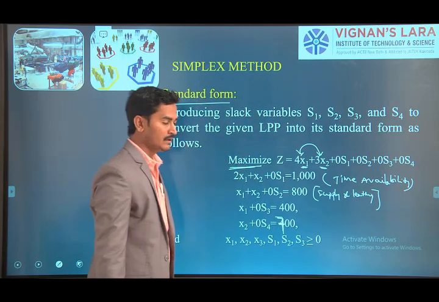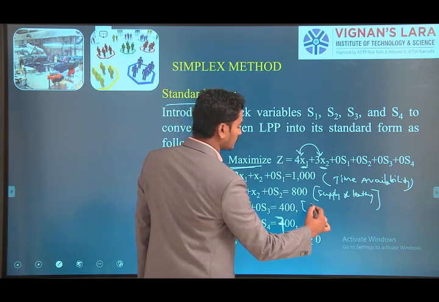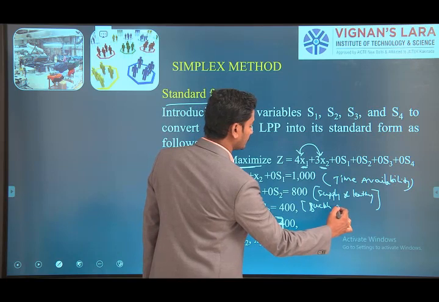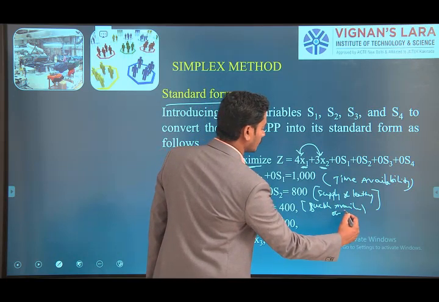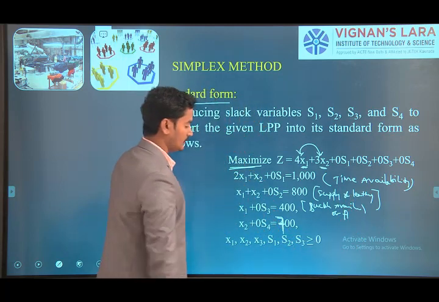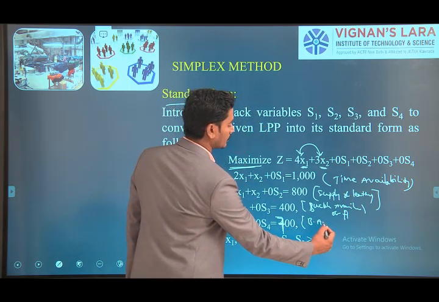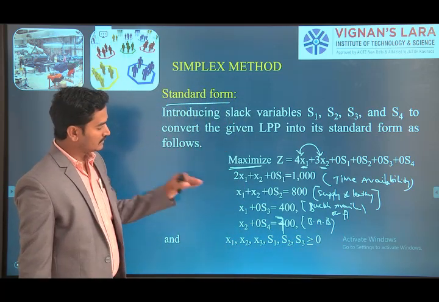Supply of leather. Next, coming to the third constraint. What is the third constraint? Supply of buckles availability of type A belt. Next, the fourth constraint is buckle availability of type B belt. Okay. These are the constraints.